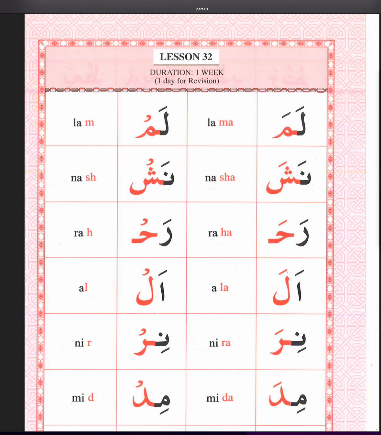Chapter number 32. In this chapter, we're going to be learning a fourth type of vowel. So far you have learned fatha, kasra, dhamma. In today's lesson, we're going to be talking about a sukoon. And to understand this properly, we have to know a little bit about something else.